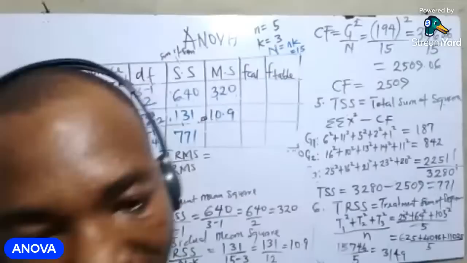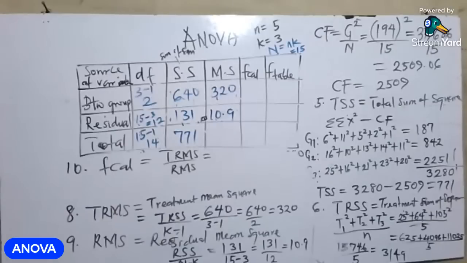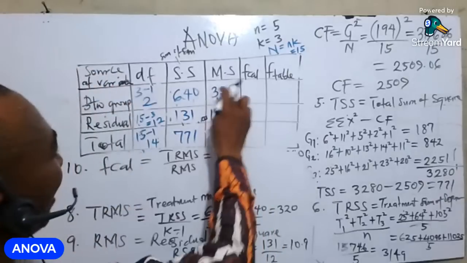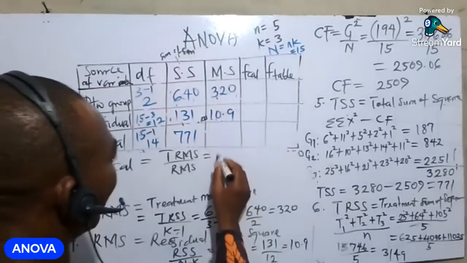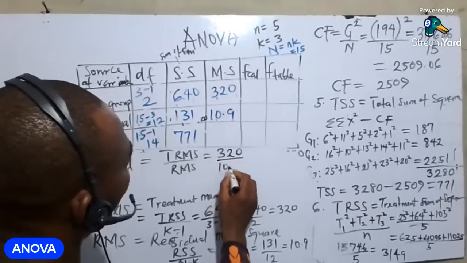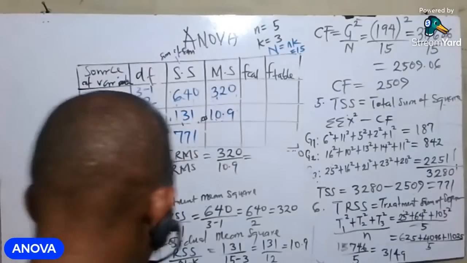I want it in the comment section now. What is your TRMS? I want someone to comment in the section. Okay. So our TRMS is what? You still remember that is this. That's why I didn't want to clean the table. 320 divided by 10.9.